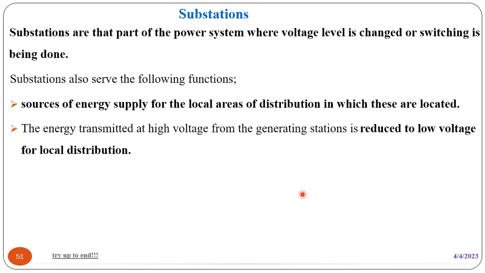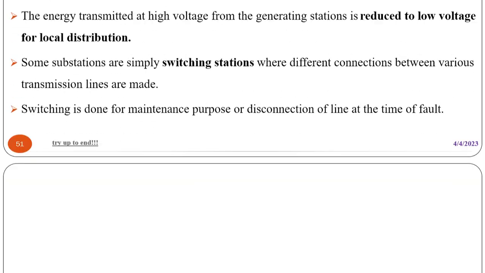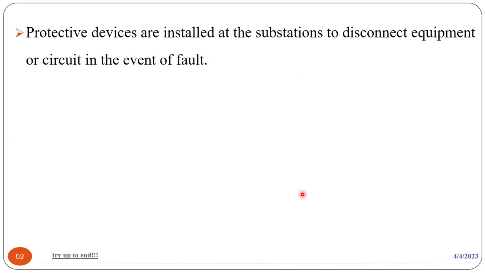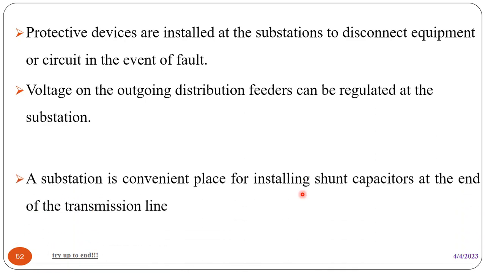Step down with the regulator. The next one: some substations are simply switching stations, where different connections are made between various transmission lines for control purposes and monitoring. Switching is done for maintenance purposes or disconnection of a line at the time of a fault. Protective devices are installed at the substations to disconnect equipment or circuits in the event of a fault. The voltage on the outgoing distribution feeders can be regulated at the substation.